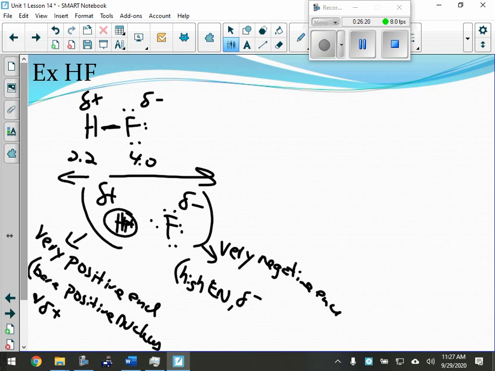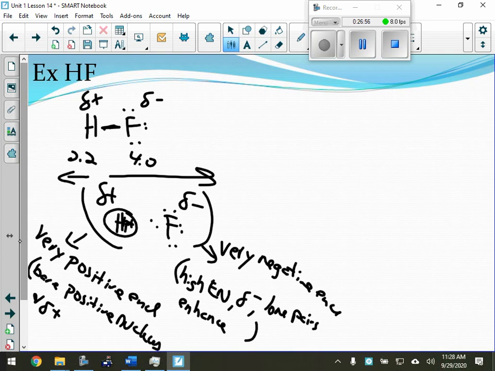Okay, so you're getting that very partial negative end. High electronegativities pull with a greater force. And in the notes it says lone pairs enhance that end. So not only do you have high electronegativity, partial negative end, we also have the lone pairs on that very electronegative atom. Okay?